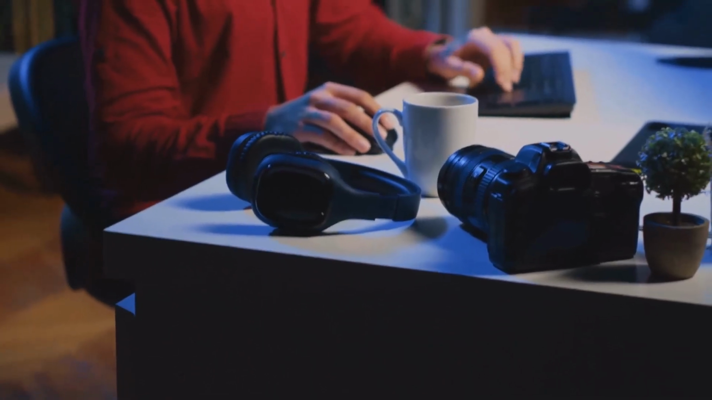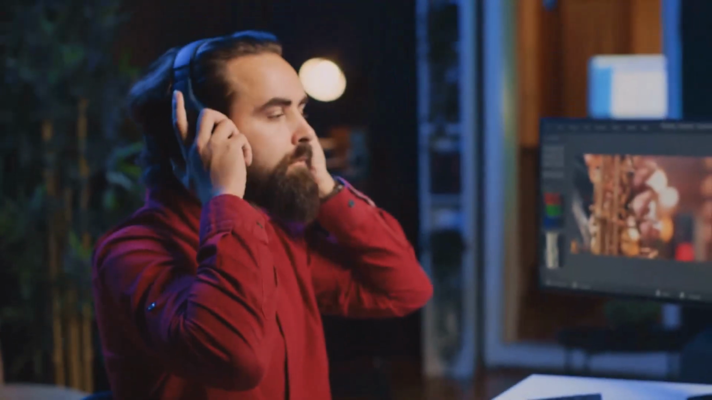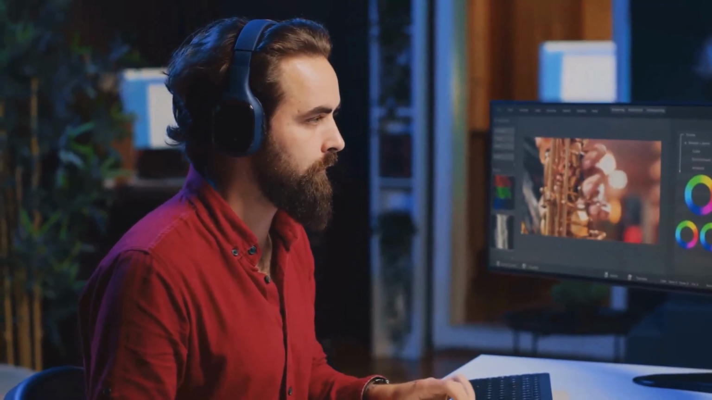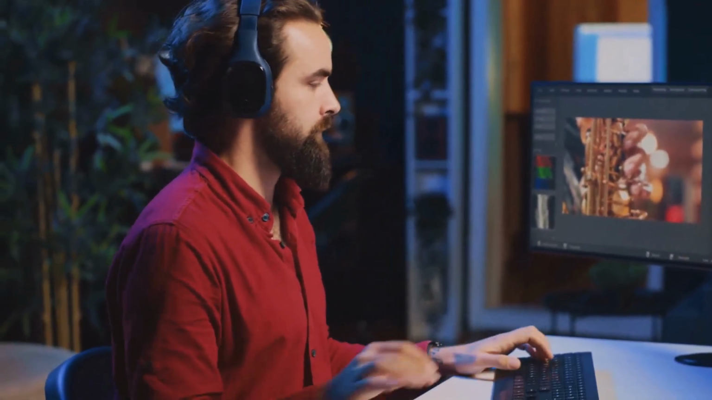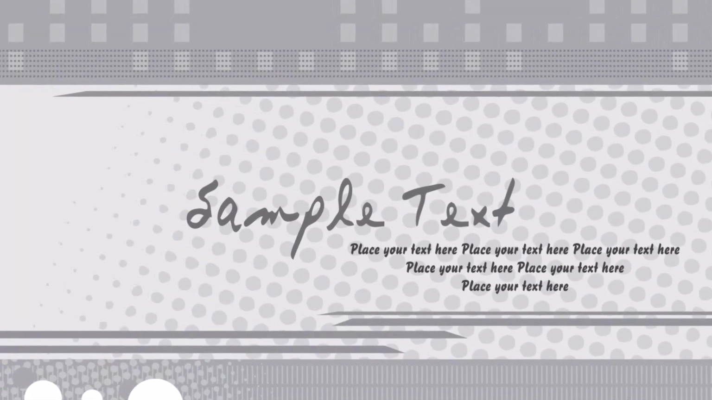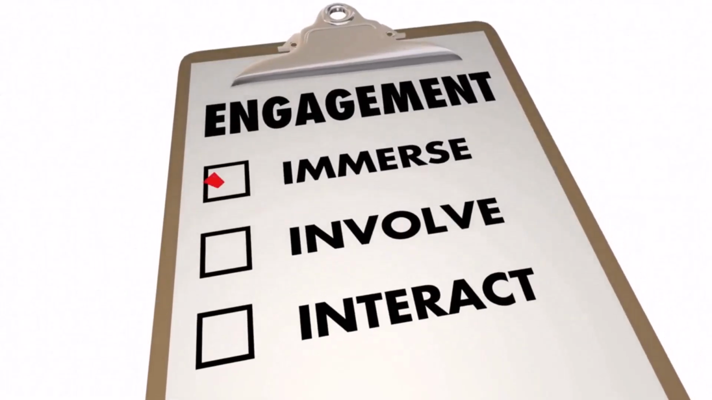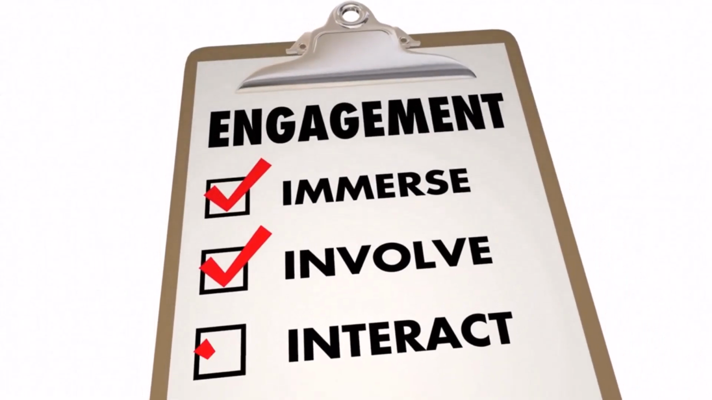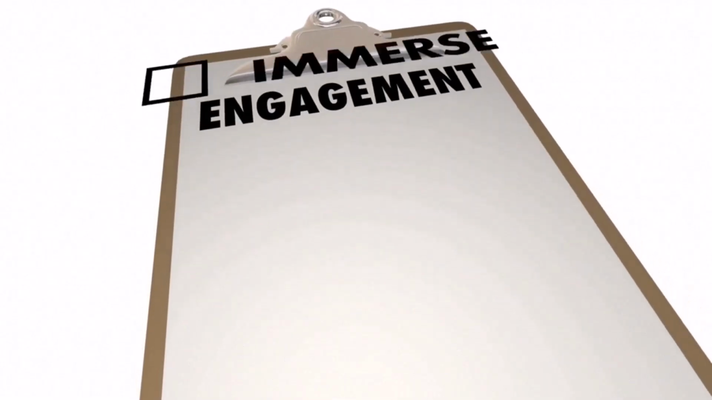Number 2, quality control and accuracy. PLR can sometimes be outdated or too generic, so by reworking it thoroughly, verifying facts, updating stats, and adding current examples, you improve the overall quality and usefulness for your customers. Number 3, better engagement and retention. When your content speaks directly to your niche, uses the right tone, and delivers clear step-by-step value, people stick around longer, they take action more often, and they are more likely to buy from you again.